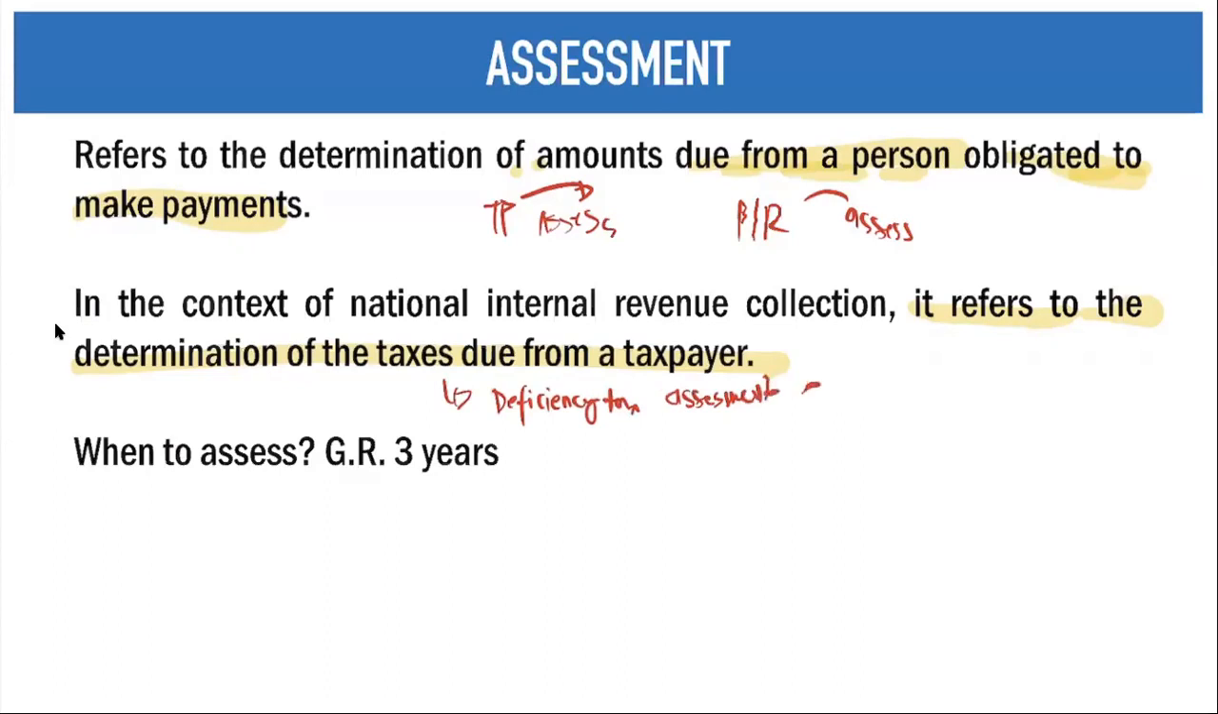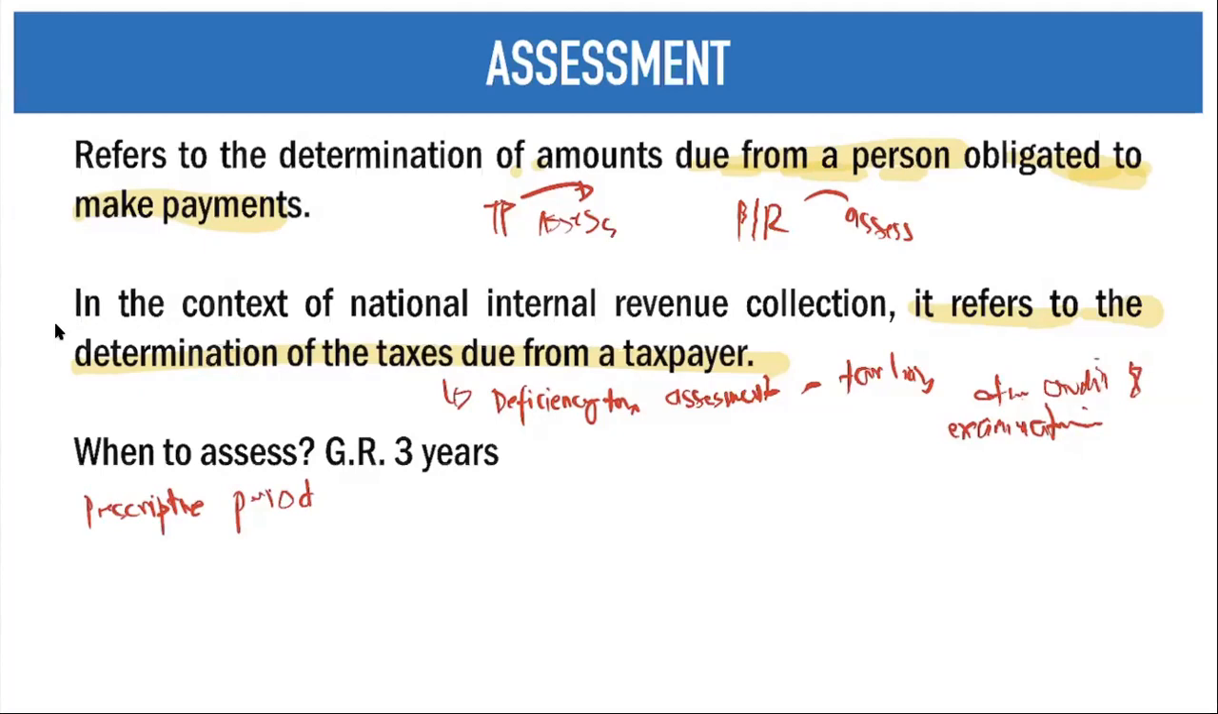So here, you are now looking into the tax liability of a particular taxpayer after audit and examination. Okay? You determine now the tax liability of a particular taxpayer after audit and examination. We all know the CIR can obtain information relating to a particular taxpayer. But the question is, when do you assess? So there is a prescriptive period to assess a particular taxpayer.